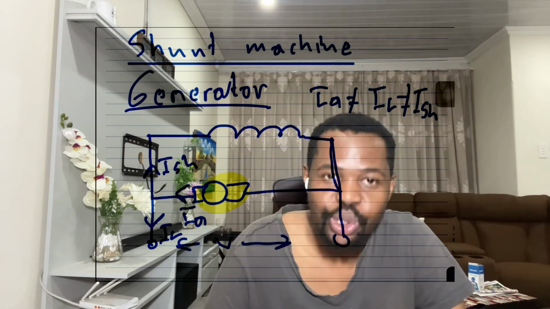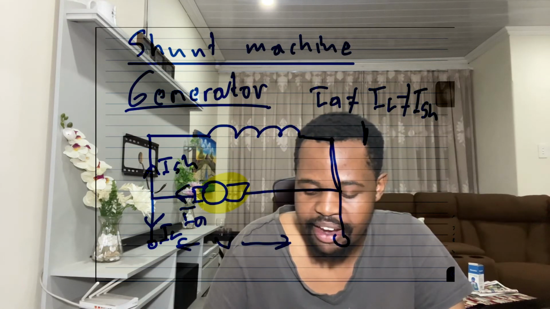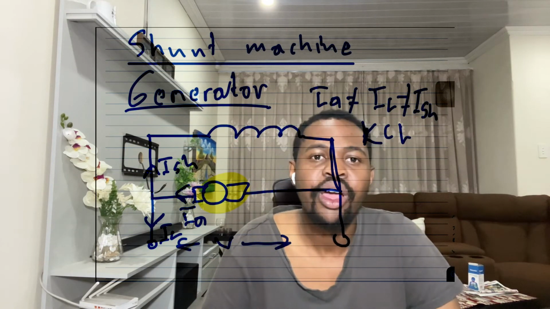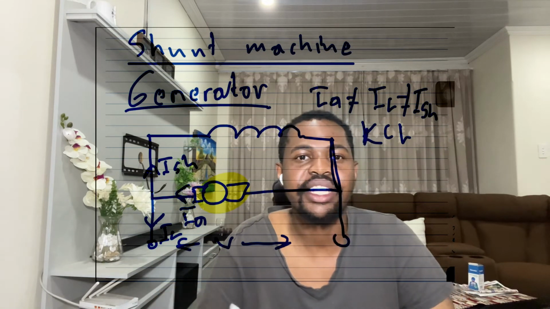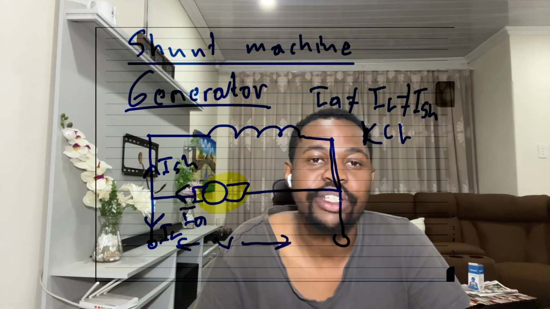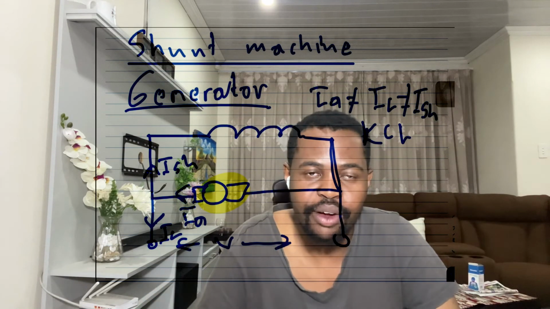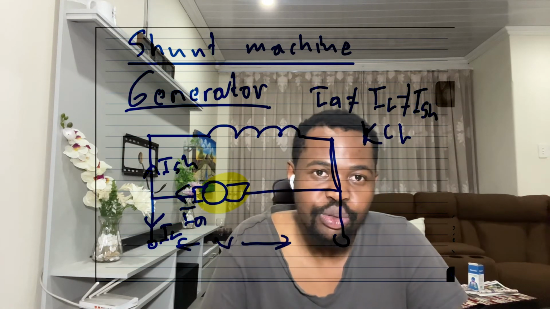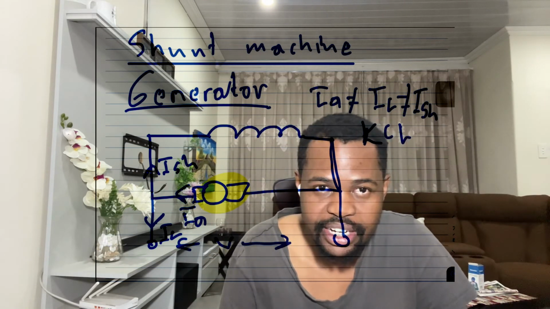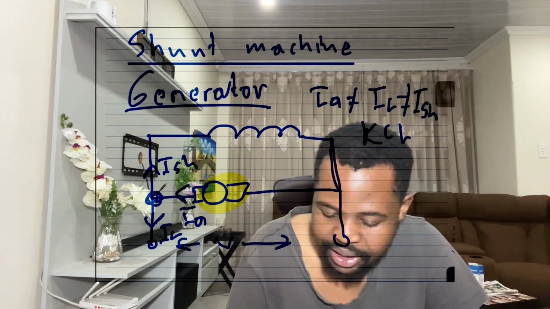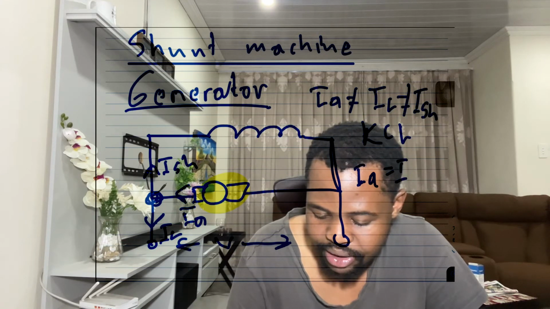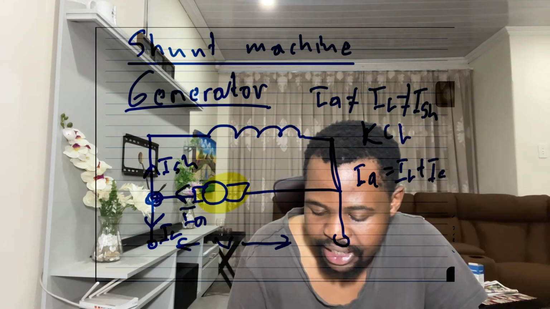I'm going to apply Kirchhoff's current law, which is KCL. Kirchhoff's current law states that the current flowing towards a junction is equal to the algebraic sum of the currents flowing away from that junction. There are two currents flowing away and only one current flowing towards the junction. That one is IA. IA is basically I load plus I shunt.